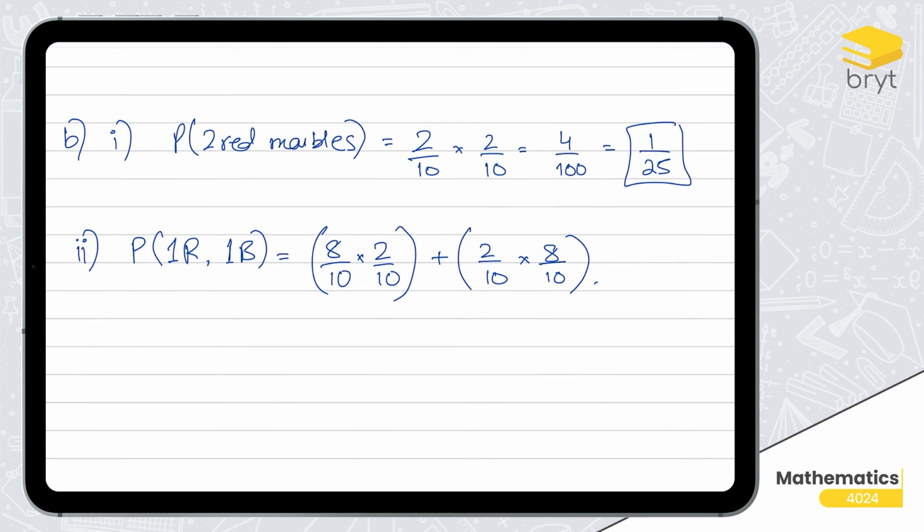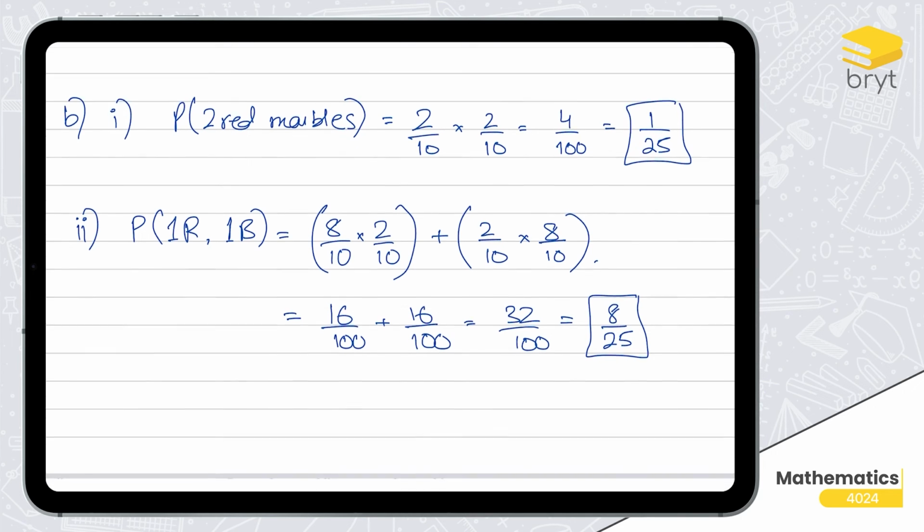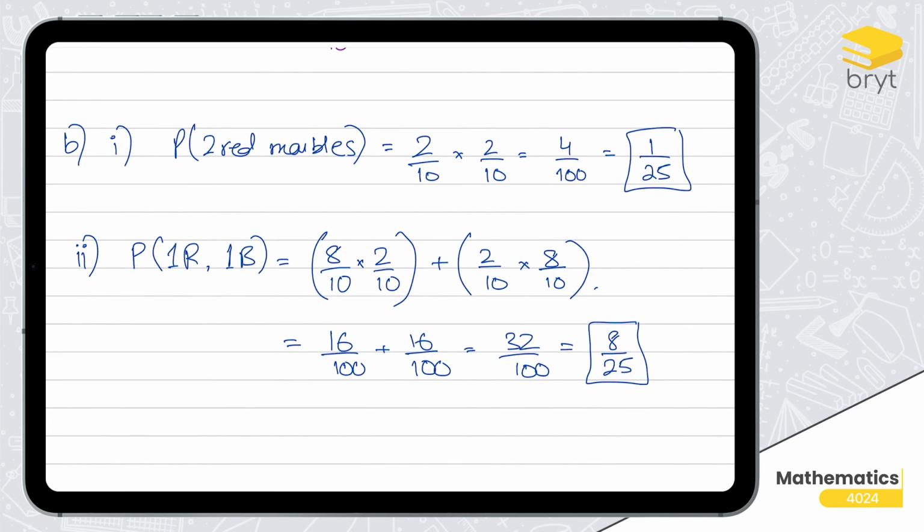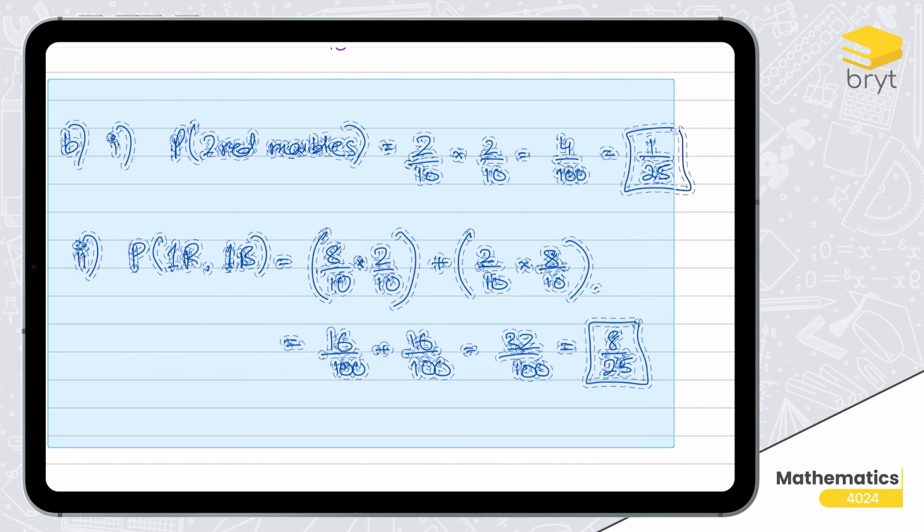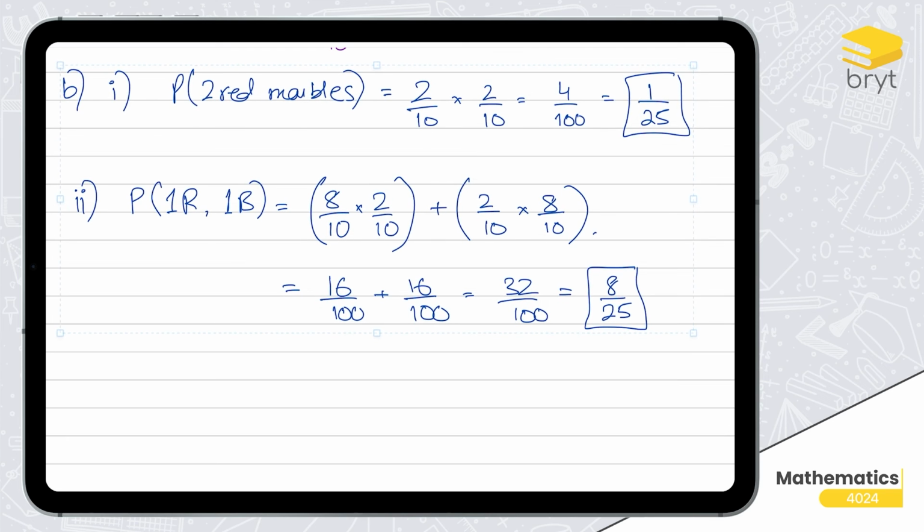So we have 16 over 100 plus 16 over 100, which is 32 over 100, and that will be 8 over 25 when simplified. Please remember to give all your answers and probabilities in the simplest form of fractions. It is very crucial that you do that. Okay, let me just push this a little up so that I have enough space to do the third part. Then comes the third part.